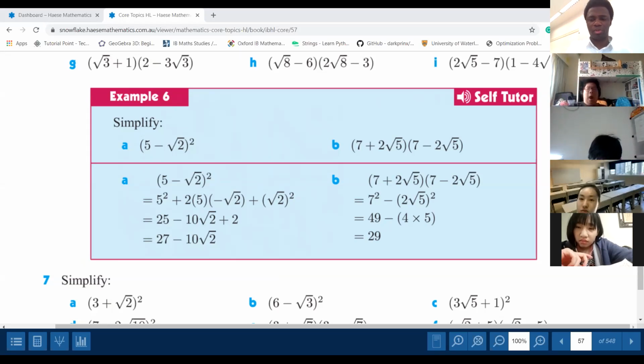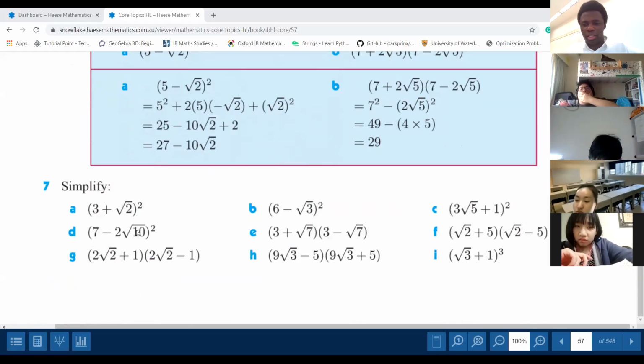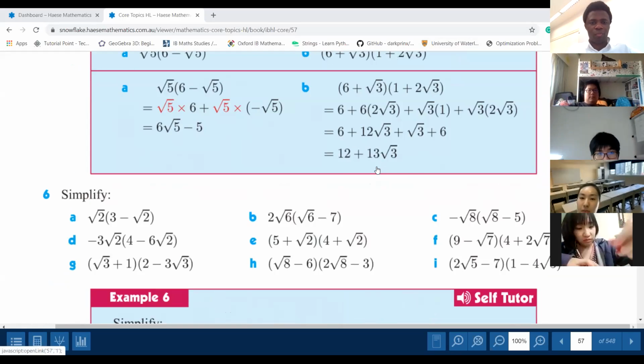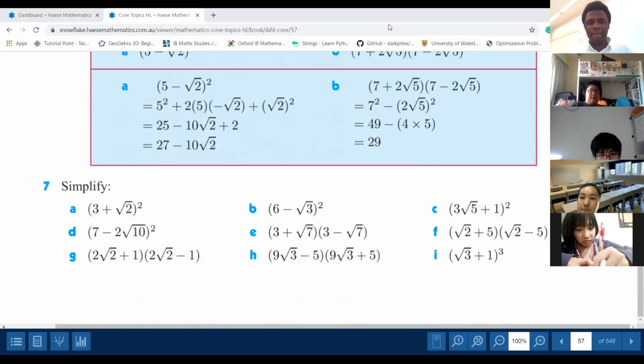I hope that was the method you used. Those of you that did this, yes? Good. Okay. Let's see.